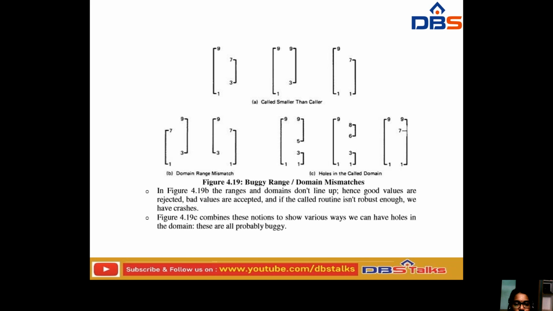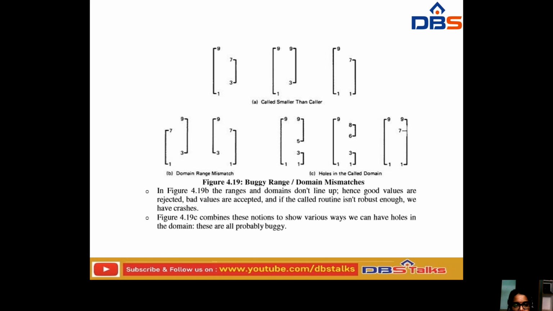1 to 3 and 5 to 9, we can write like this. Okay, next one, if it is 1 to 9 and 1 to 3, in the middle if it is not needed, we can leave it. That is holes in the caller domain, we can say it as holes in the caller domain. And next, if it is not used, we are going to leave that, and up to 6 to 8 we are using. Here also we are leaving that. And next one, this is 1 to 9, up to 7 we use it, from 7 to 9 we use it again.